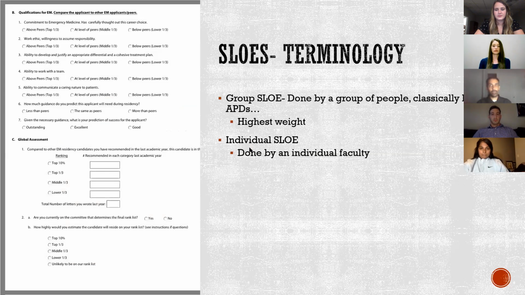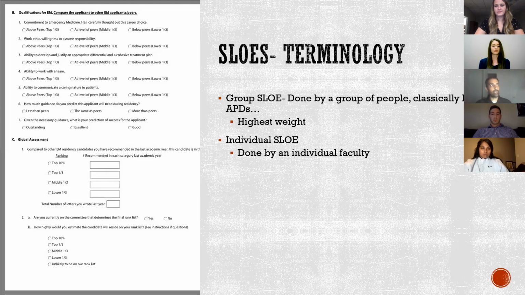So here's a slowy, and here's the second page of the slowy. Briefly, every academic emergency medicine program does this for all the students who rotate with them. So everybody does their home rotation and their away rotation. They get this filled out. And a lot of you will have heard about middle third, top third, and lower third. So just keep that in mind.